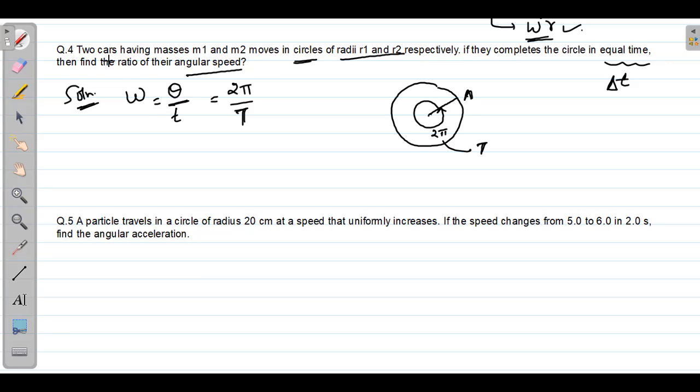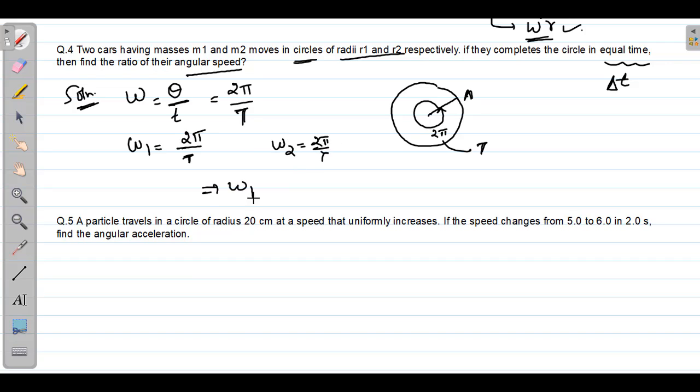In this question, two cars having masses m1 and m2 move in circles of radius r1 and r2. So two circles have different radii but complete the circle in equal time. Time is equal in both cases. So if we consider omega 1, it takes time t and completes a circle, that means the angular displacement is 2 pi, because for angular velocity we are concerned with angular displacement. Angle is 2 pi for one revolution. Similarly, omega 2 is also equal to 2 pi by t.